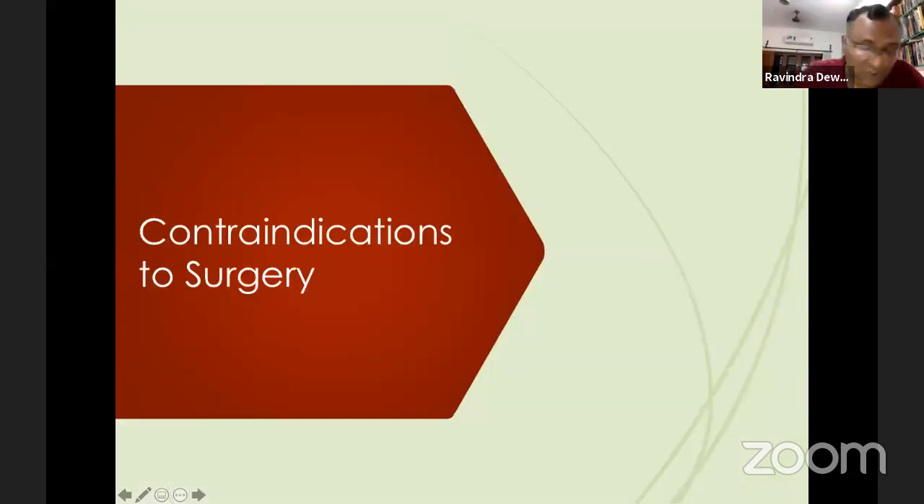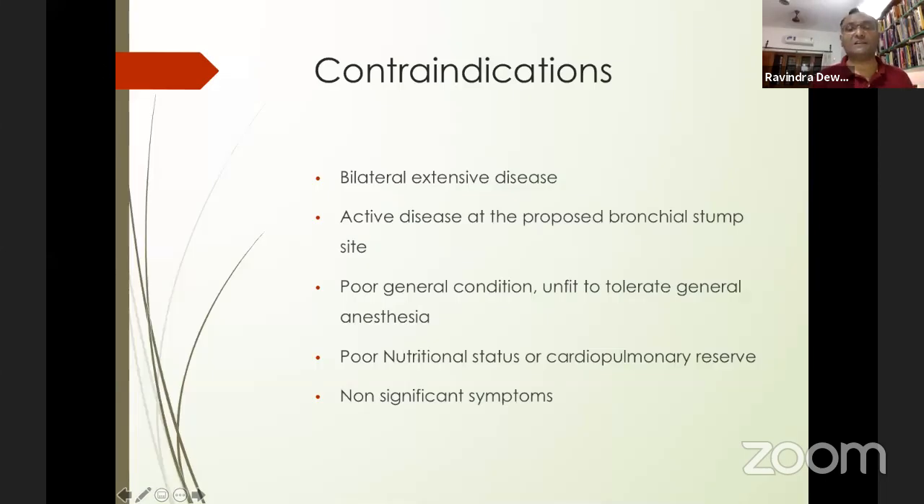What are the contraindications to surgery? Many cases will be referred to all those thoracic surgeons who are working in an area where TB is rampant, but they have to realize that they don't have to operate if there is bilateral extensive disease. If there is an active disease at the proposed bronchial stump site, one should never operate because that will definitely lead to bronchopleural fistula till the bronchial stump heals completely. That is why before doing a lung resection for TB, one should do a bronchoscopy to see the proposed bronchial stump. Is it healthy or not?